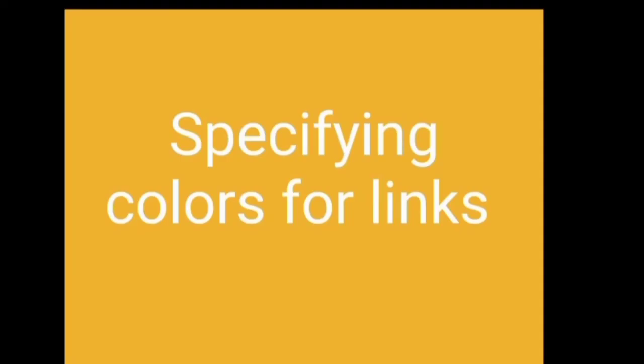Our next topic is specifying colors for links. You all know that the default color of a link is blue, but you can change this color to distinguish various links on a web page. We can change this blue color by using link, A-link and V-link. These are the attributes which we use with the body tag to change the color of a link.